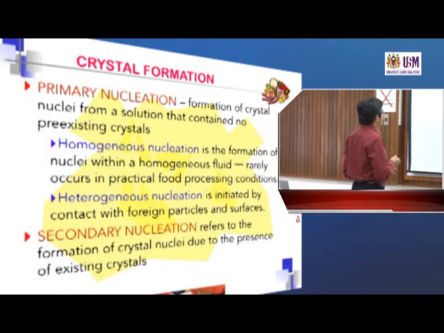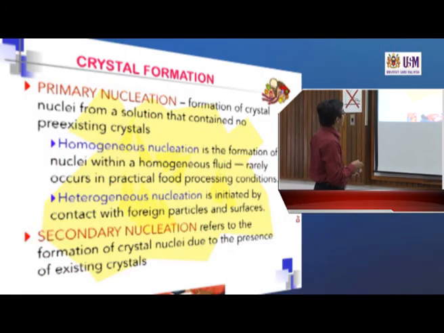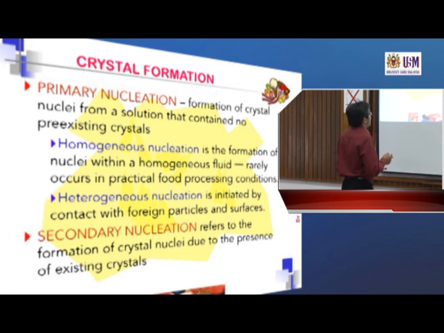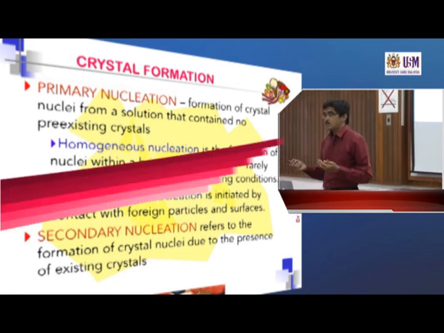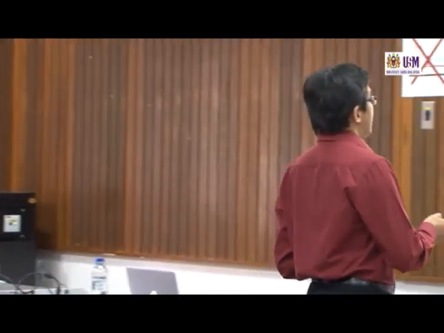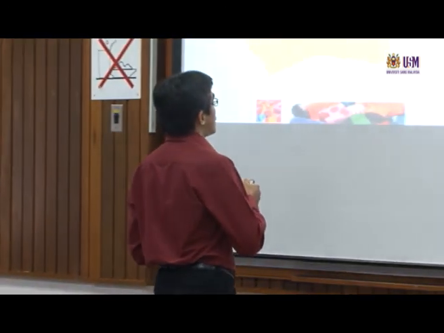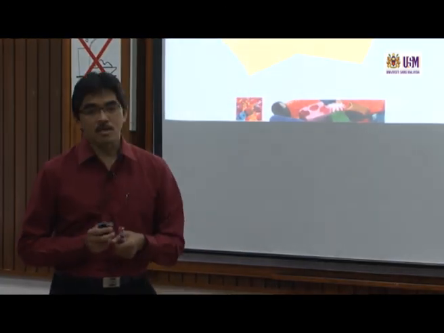Heterogeneous nucleation is initiated by contact with foreign particles and surfaces. So let's say again the sugar solution. But in the solution, not only do we have sucrose as the solute, but maybe there are other things. So they can come into contact, and that would initiate so-called heterogeneous nucleation. Okay.